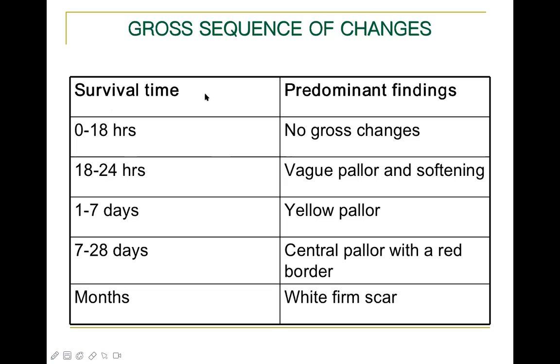So after MI, within 18 hours, from 0 to 18 hours, there are no gross changes, nothing is seen. From 18 to 24 hours, it develops vague pallor and softening of that area. In 1 to 7 days, yellow pallor is developed. From 7 to 28 days, or up to 1 month, there is central pallor with a red border, and only after a month or in a few months' time, it will be replaced by a scar.